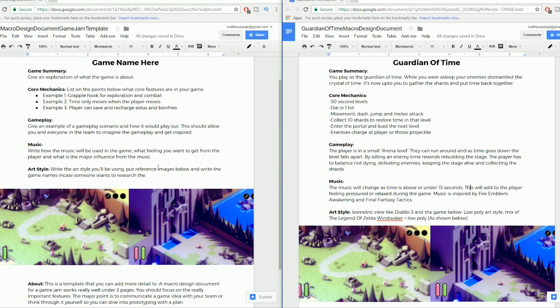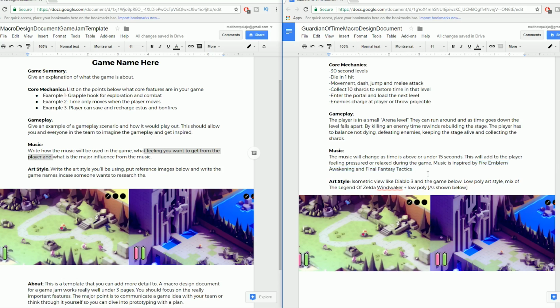If you remember, I wrote here, how will the player feel? Well, either pressured or relaxed depending on how they're performing in the game. And lastly, the music inspirations, so that way you can discuss with the person doing your music what you want it to be inspired by, and you'd probably both work on this part together anyway.